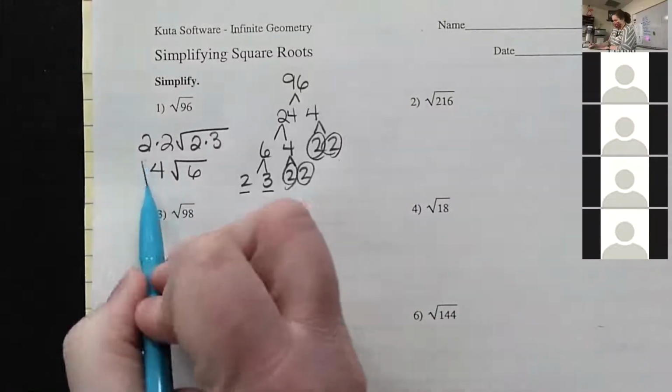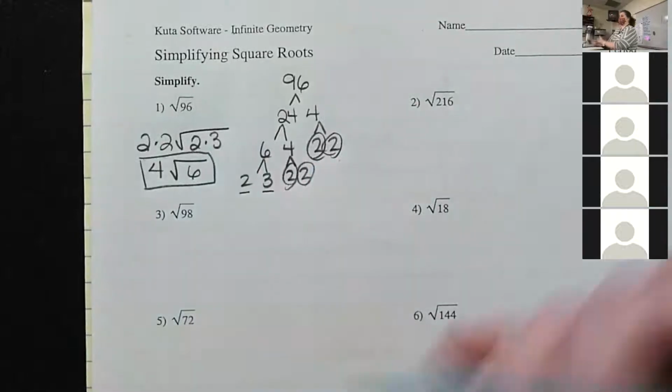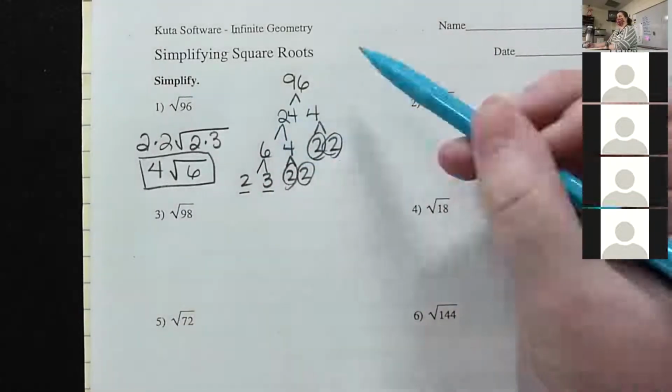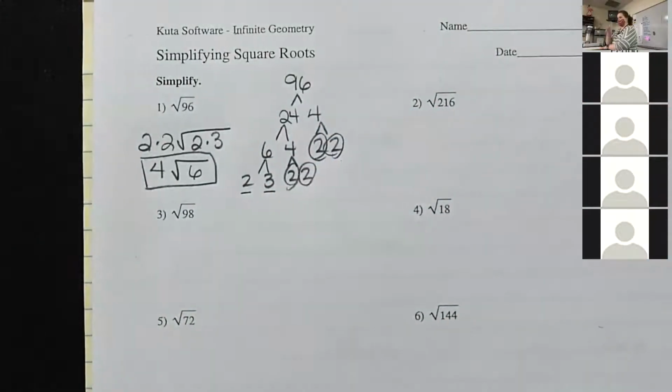So the answer is 4 square root of 6. You break that number down to where it's all prime numbers. Look for groups of 2. Take out the groups that you can and leave the root alone.